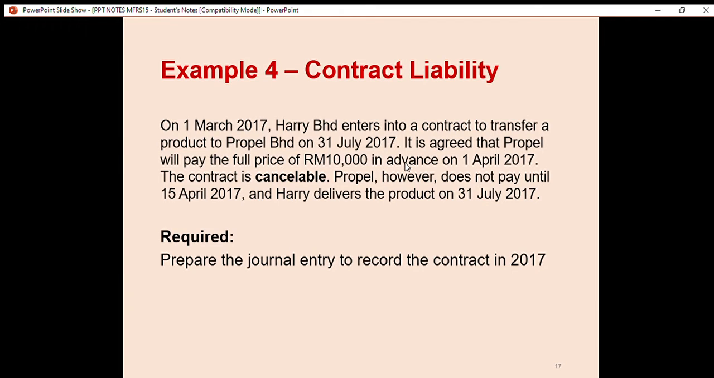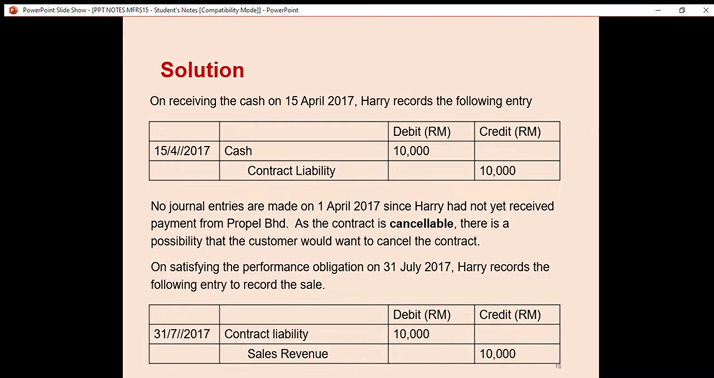However, Propel does not pay until 15 April 2017. As in the example before, Propel will also pay a little bit late, that is on 15 April 2017, and Harry delivers the product on 31st July 2017. Required: prepare the journal entry to record the contract in 2017. Let's have a look at the answer.